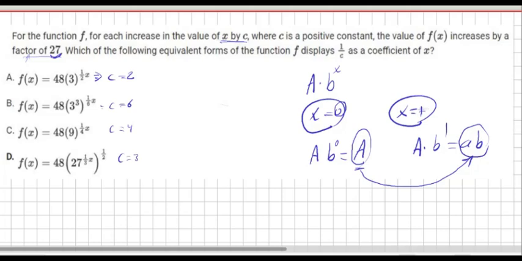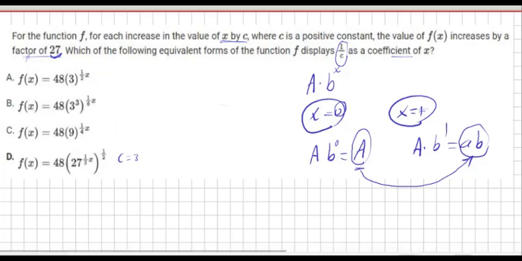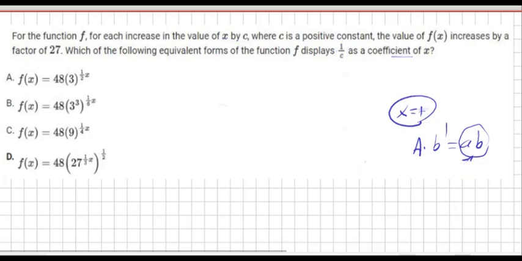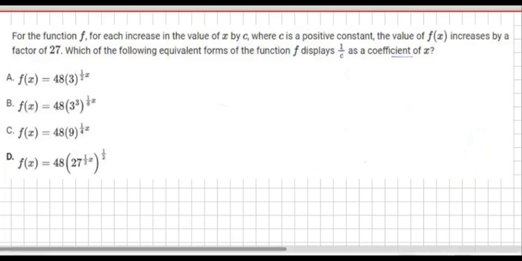So as you can see, because it says 1 over c as a coefficient of x, the coefficients are mentioned beside x. So here we can replace x with 0 and then replace x with the other number, and then see the difference between the first one and the second one. If you multiply the first one by 27, you get the second. So for example, let's check letter A. Replace x with 0 first, and you get 48 times 3 to the power of half times 0. Half times 0 is equal to 0. 3 to the power of 0 is equal to 1. And 48 times 1 is 48. This is the first number.